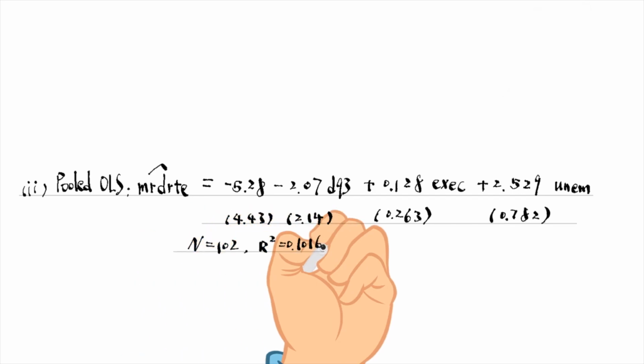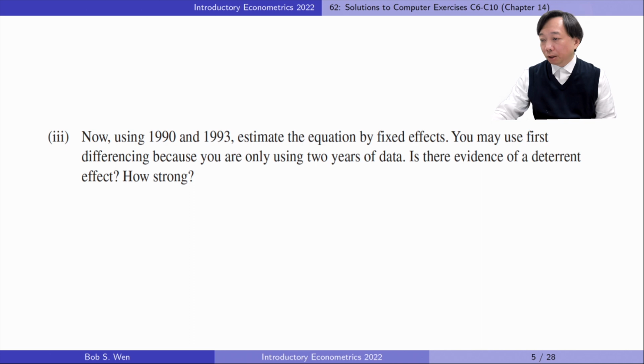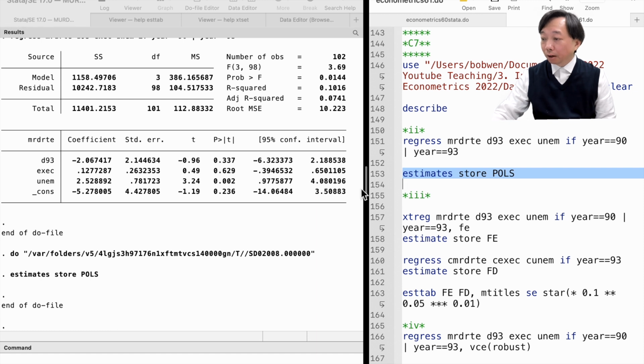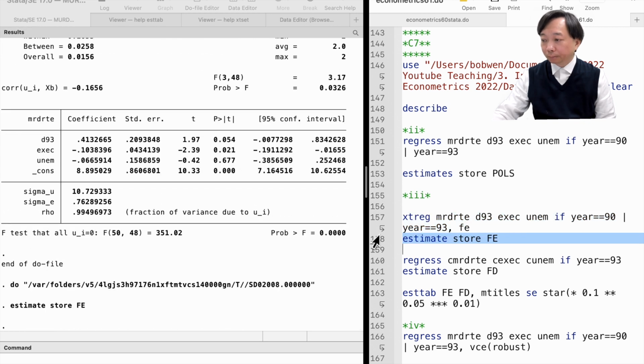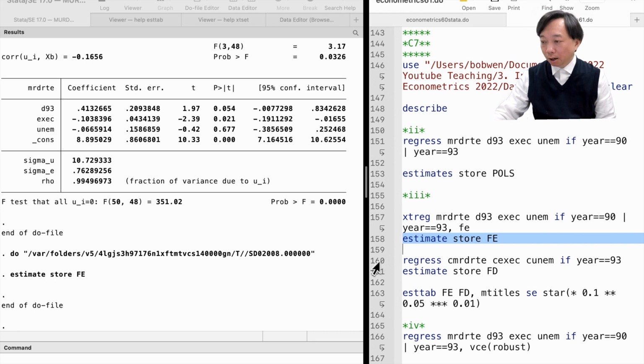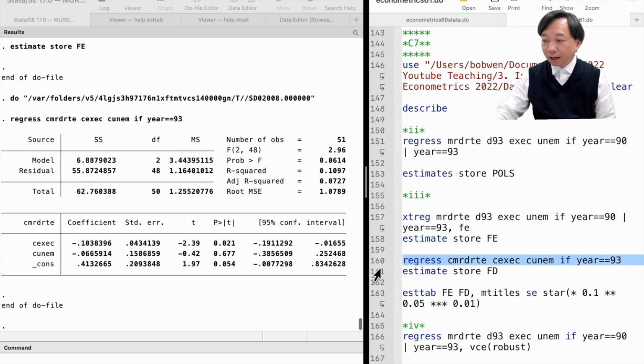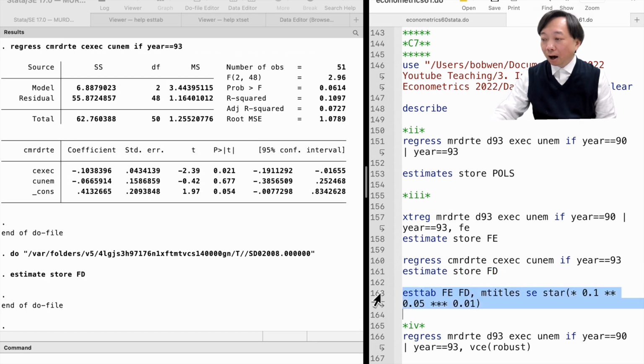In Part 3, we estimate the equation by fixed effects. We may use first differencing because we only use 2 years of data. Is there evidence of a deterrent effect? How strong? Using the fixed effects time demeaning approach or the first differencing method, we obtain the same estimate for the execution variable. For 2 years of panel data, the first differencing and the fixed effects estimates and standard errors are identical.